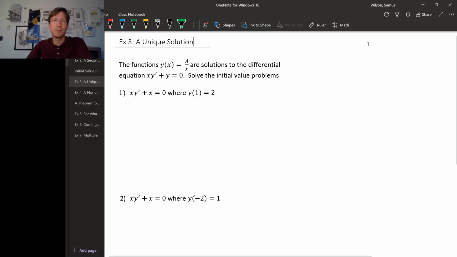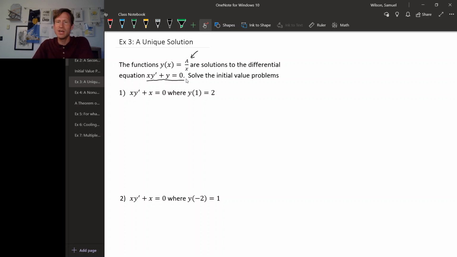Let's look at a couple examples of finding single solutions to an initial value problem. So here's an initial value problem. We have a differential equation x times y prime plus y equals 0. And you'll have to take my word for it that all of these functions, capital A over x, where capital A is just some constant, are solutions to this differential equation. If you want, you could pause the video and check that these functions are all solutions.